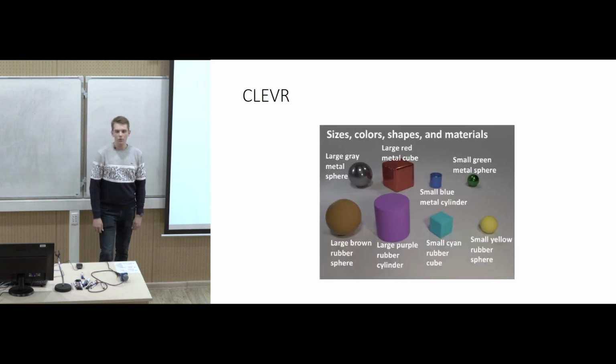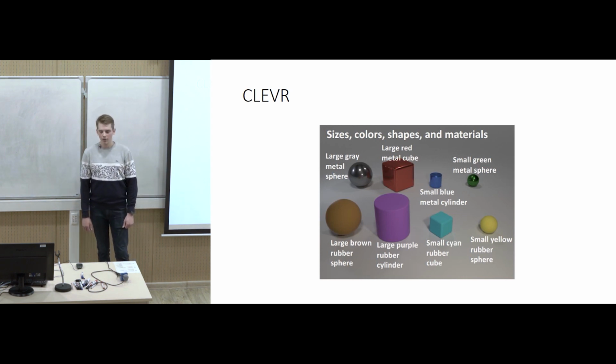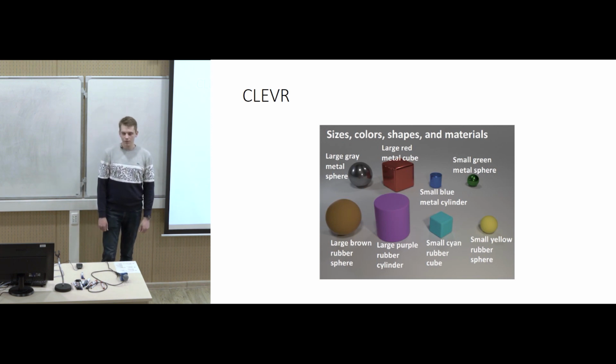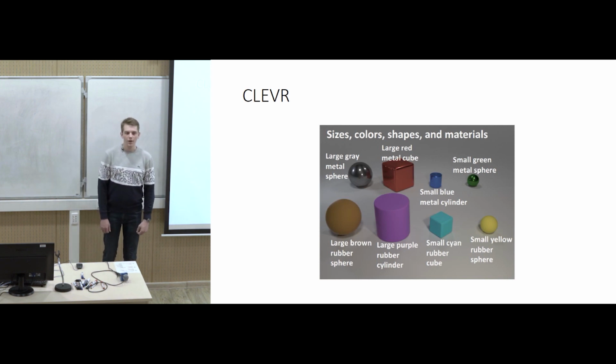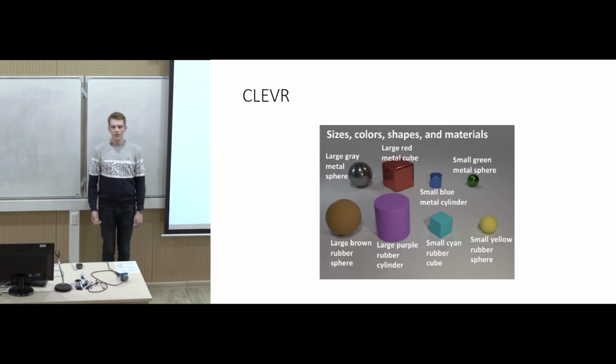And firstly, I would like to introduce a clever dataset on which both models that I'll observe will be evaluated. It simply consists of a synthetically generated image that has a background and some geometrical figures on it, namely cylinders, spheres, and cubes. They can be of two different sizes, small and large, of two different materials, and of 8 possible colors.